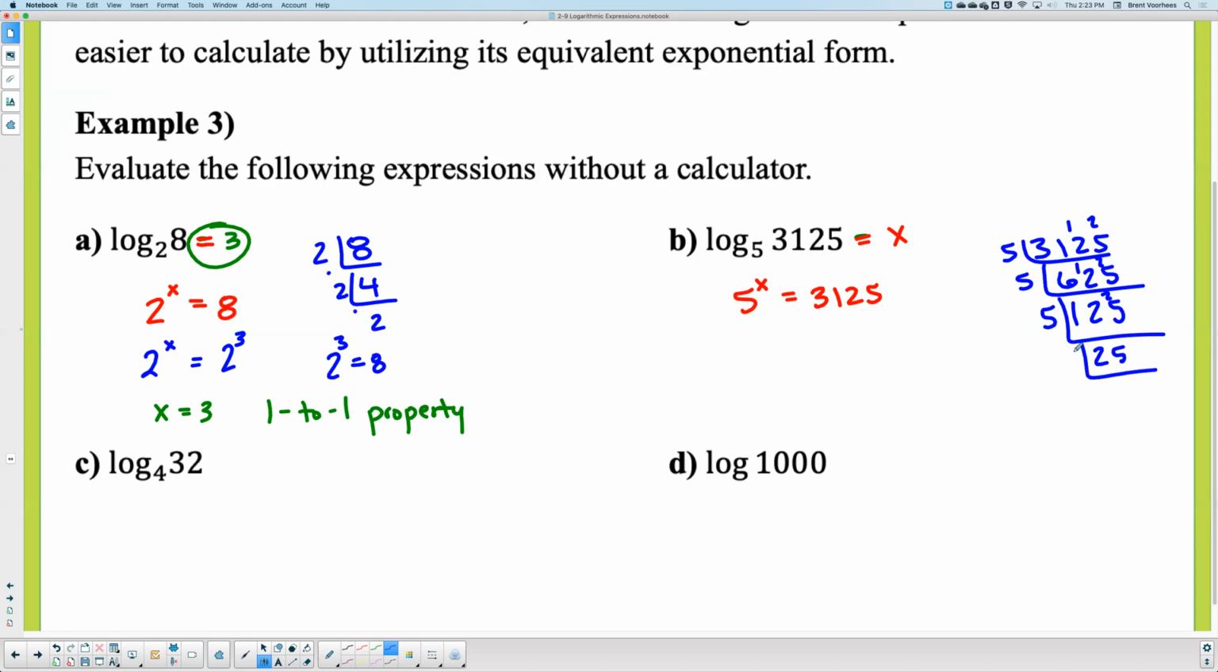All right, let's break it down further. 5 cannot go into 2, but it can go into 25 5 times. That means 1, 2, 3, 4, 5. 5 to the 5th power is equivalent to 3,125. So 5 to the x equals 5 to the 5th. And because of the one-to-one property, we can now state with confidence that x equals 5. I'm just going to say one-to-one property real quick.